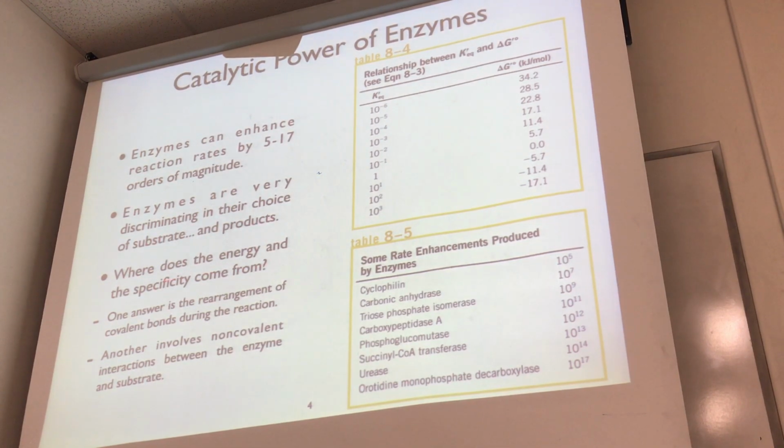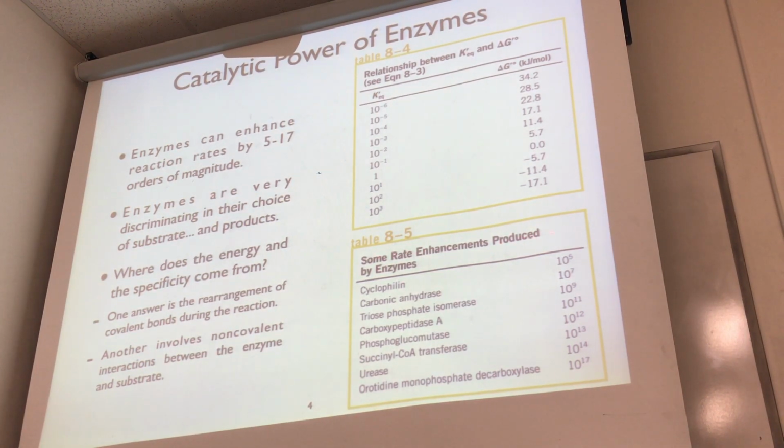Where does the energy and specificity come from? One of the answers is rearranging the covalent bonds during the reaction. Another involves non-covalent interactions between the enzyme and the substrate. We're going to get to those. Those involve specifics of the mechanism. We're talking about the mechanisms, the strategies that enzymes employ.